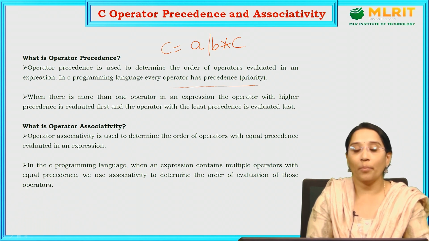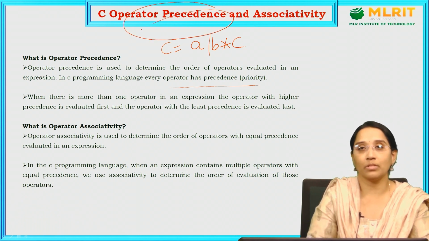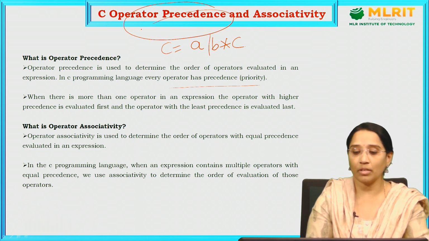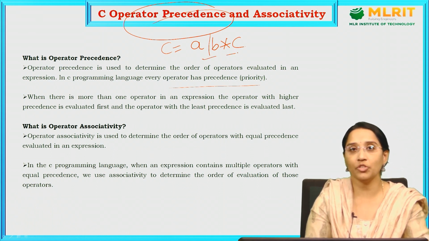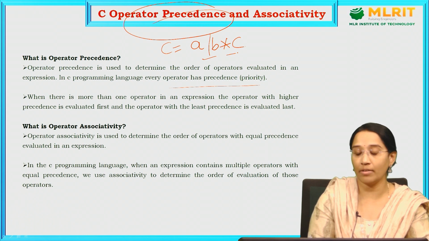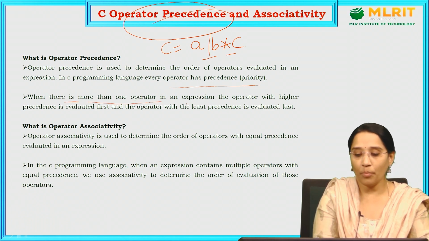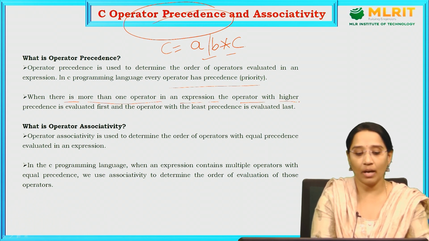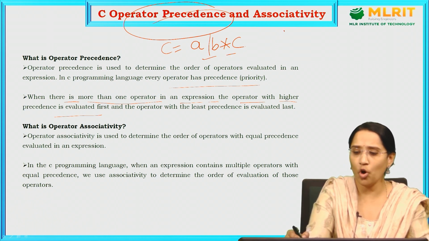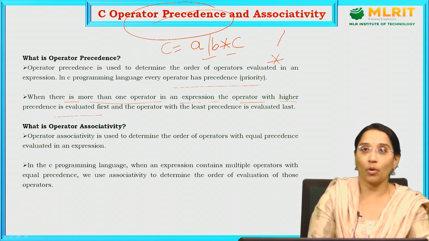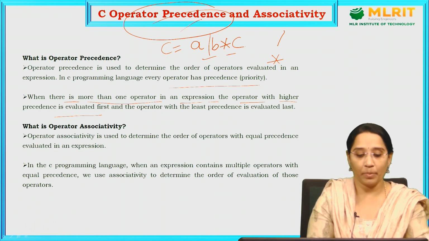Operator precedence means in an expression, if there are two or multiple operators, which operator will be evaluated first? When there is more than one operator in an expression, the operator with higher precedence is evaluated first. Here we have two operators, division and the multiplication sign. So which operator will be evaluated first? This comes under operator precedence.